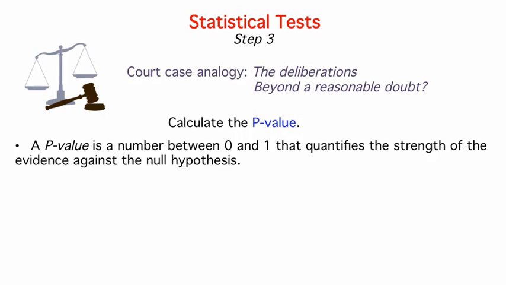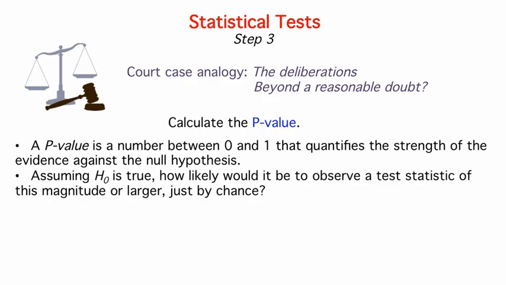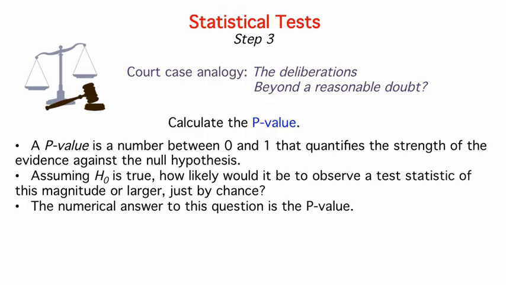If the evidence is not beyond a reasonable doubt, that means that chance, or the natural variability we expect, is a reasonable explanation for anything we see in our data that is not consistent with what we'd expect if the null hypothesis is true. To decide whether the results could just be due to chance, we ask the question, if the null hypothesis is really true, how likely would it be to observe a test statistic, our summary of our data, of this magnitude or even larger, just by chance? The numerical answer to this question is the p-value.